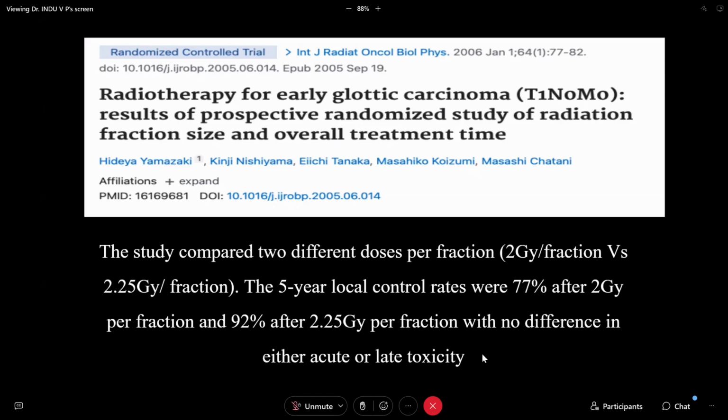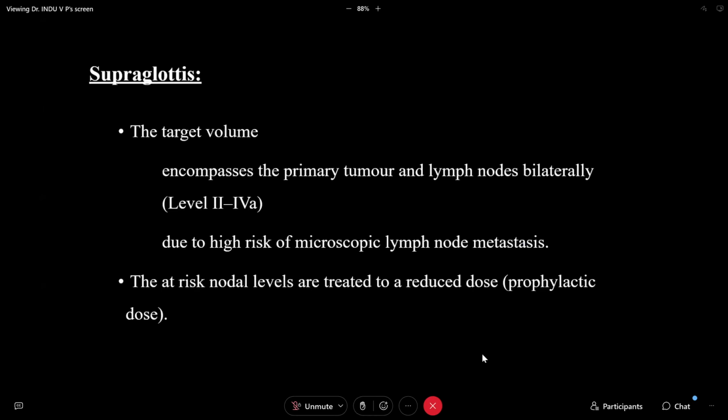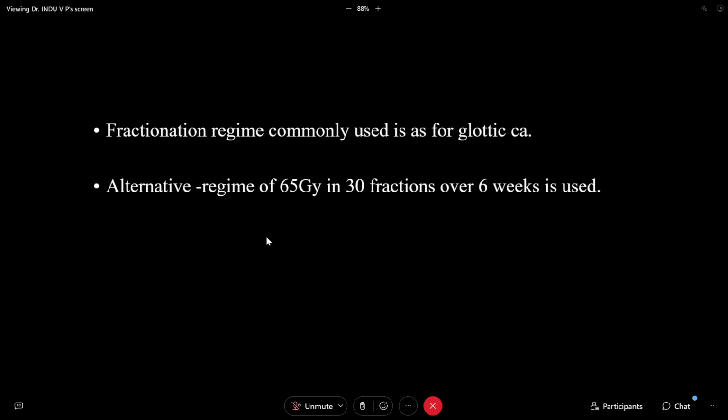fraction regimen. So coming to the supraglottis, here the target volume encompasses the primary tumor along with the lymph nodes bilaterally, levels 2 to 4A. Even if there are clinically or radiologically no lymph nodes, we should include the lymph nodes in the radiation field because of the high chance of occult nodal metastasis. The fractionation regimen is similar to that of glottic carcinoma; usually an alternative regimen is available of 65 gray in 30 fractions over 6 weeks.